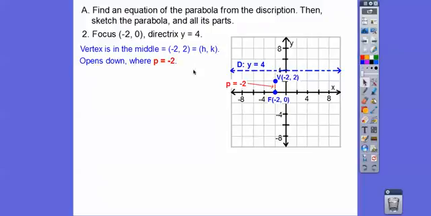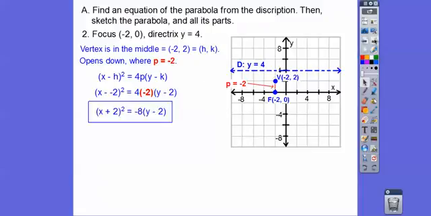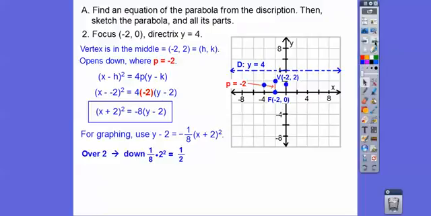So since it's opening down, our x is being squared. So (x - h) squared equals 4p times (y - k). Substituting in, here's h, here's k. So cleaning that up, and there's the equation right there. Okay, so we're going to get this all by itself and divide both sides by -8 to give us a -1/8.